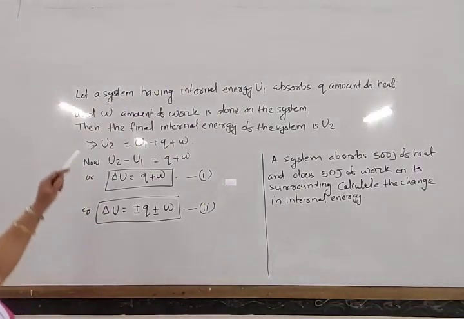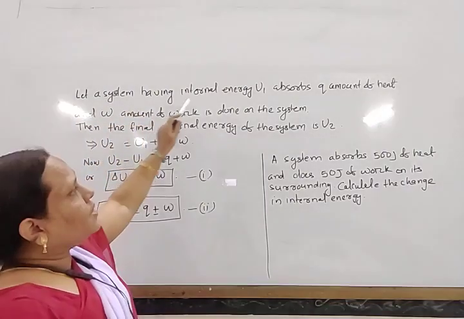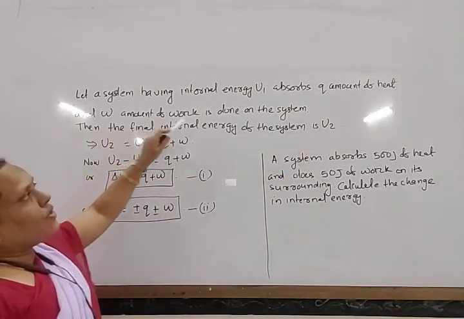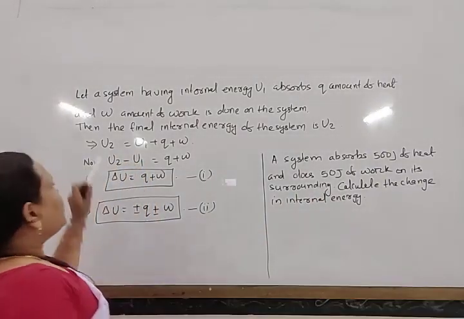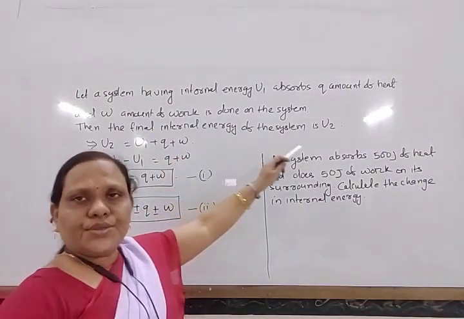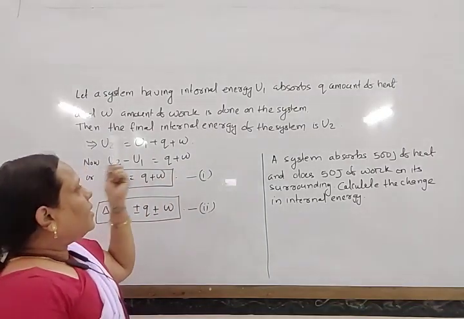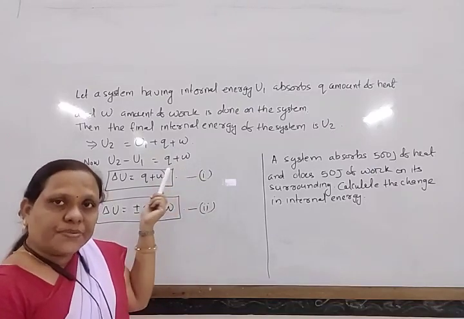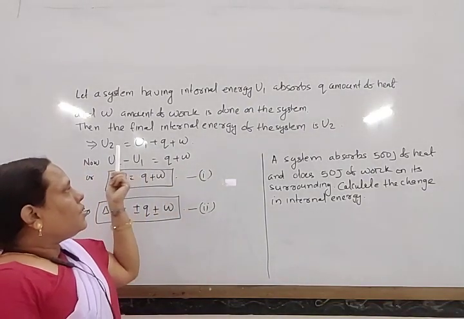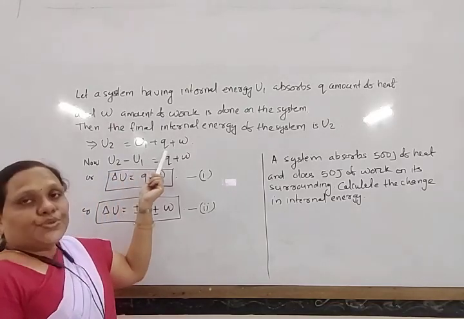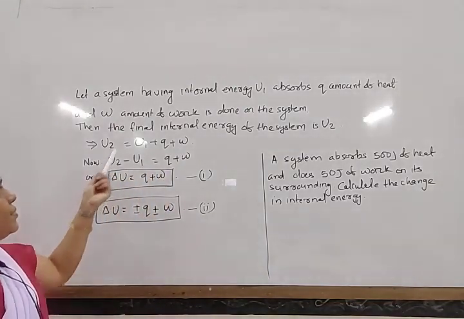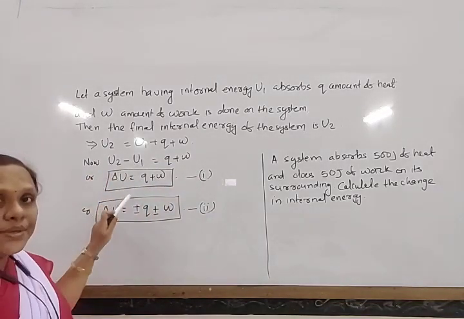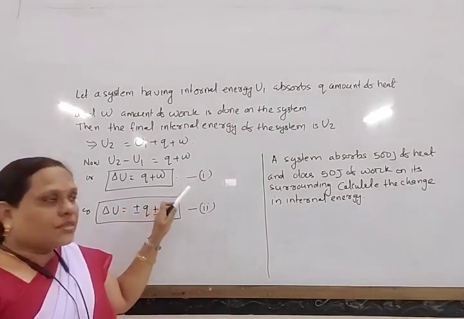So for the mathematical expression, let a system having internal energy U1 absorb Q amount of heat, and W amount of work is done on the system. Then the final internal energy of the system is U2. Initially it is U1, it absorbs Q, and W amount of work is done on it. Work done on the system is positive. So U2 is equal to U1 plus Q plus W, or U2 minus U1 is equal to Q plus W, or U2 minus U1, that is del U, is equal to Q plus W.